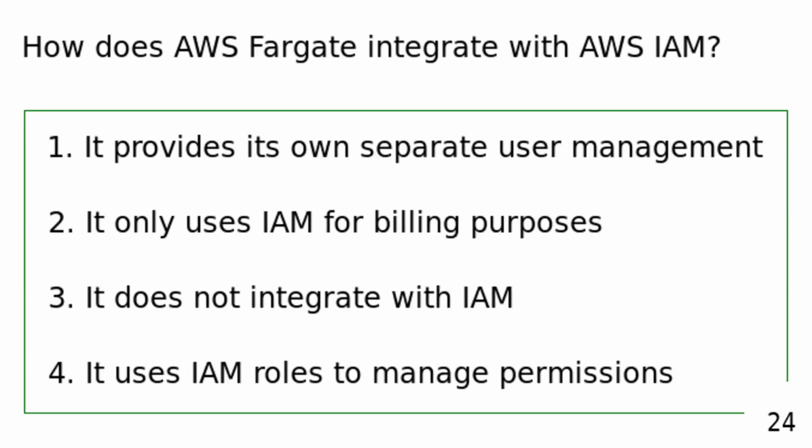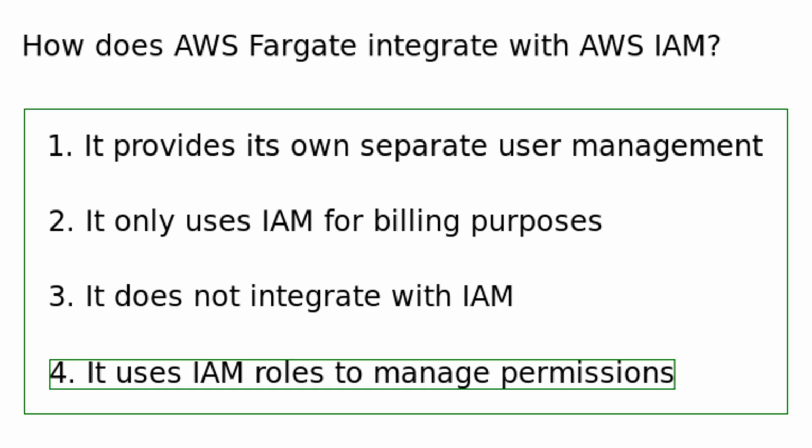How does AWS Fargate integrate with AWS IAM? It provides its own separate user management. It only uses IAM for billing purposes. It does not integrate with IAM. It uses IAM roles to manage permissions. AWS Fargate uses IAM roles to manage permissions for accessing AWS services, ensuring secure access control.